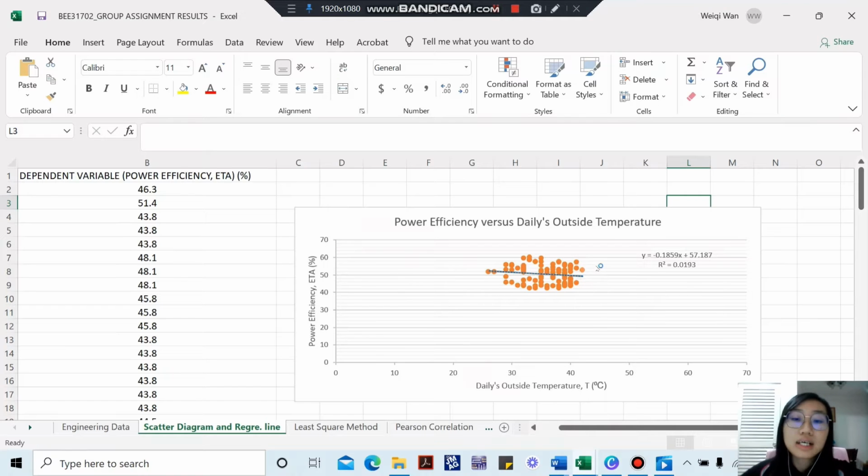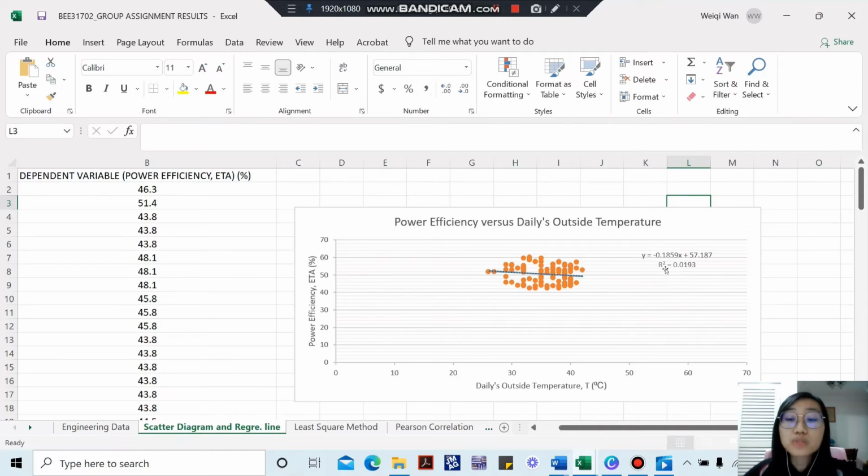And we can say that the regression line is y equals negative 0.1859x plus 57.1x7, where negative 0.1859 is the slope and 57.1x7 is the y-intercept. We can say that it's negative since the line shows that it is decreasing linearly.